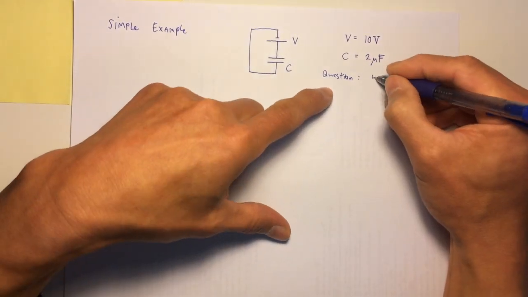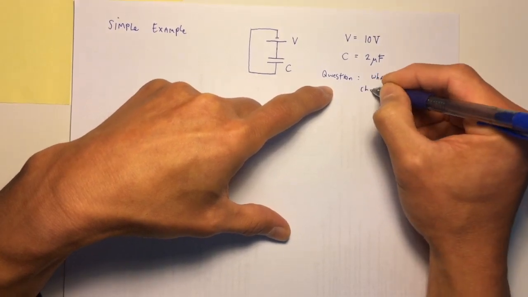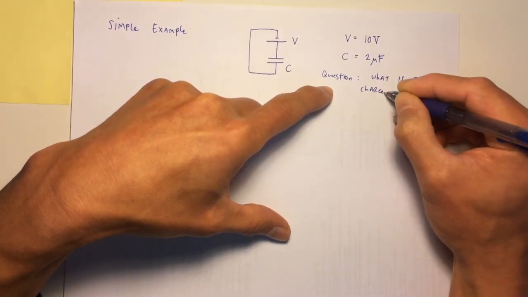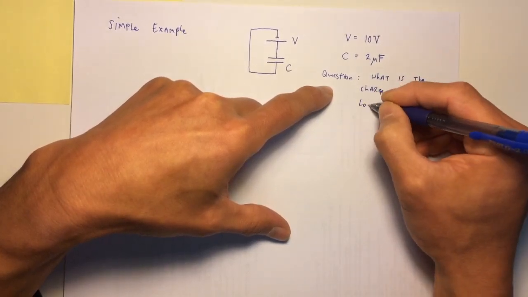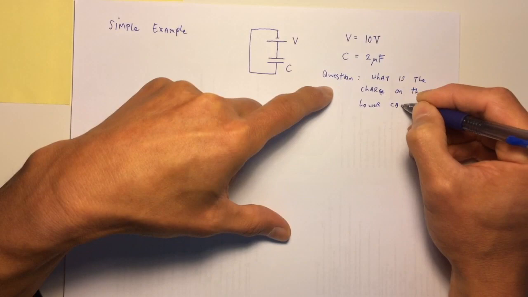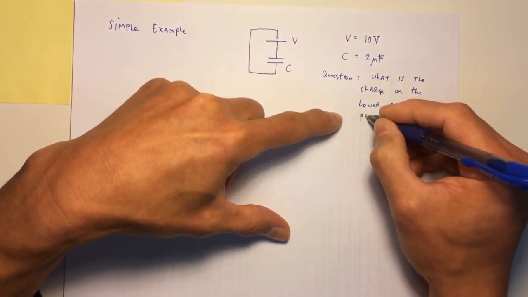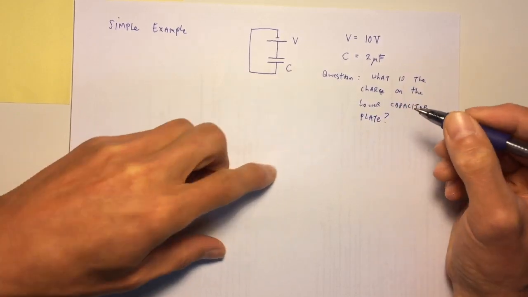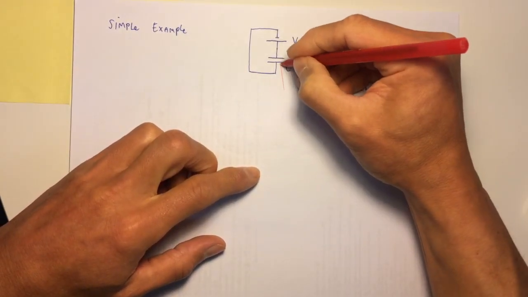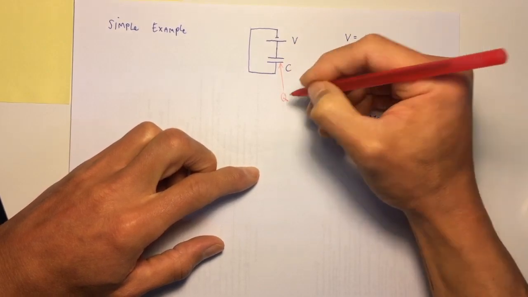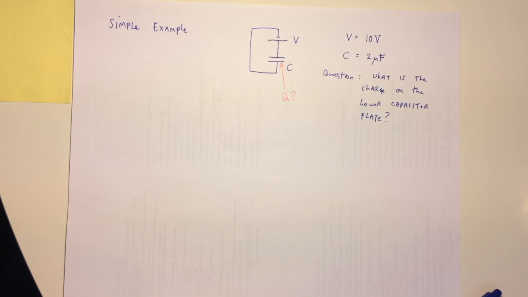And the question is, what is the charge on the lower capacitor plate? Right, so the question is what is the charge on the lower capacitor plate there?